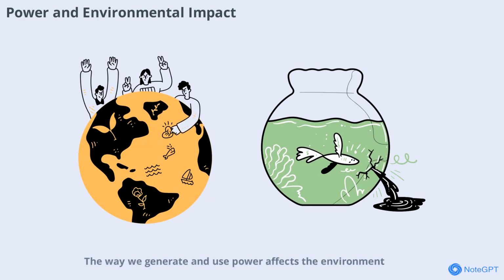The way we generate and use power affects the environment. Burning fossil fuels for power releases greenhouse gases, while renewable sources offer cleaner alternatives. Understanding power helps us make better choices for a sustainable future.